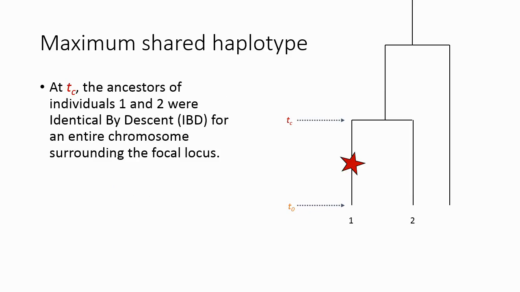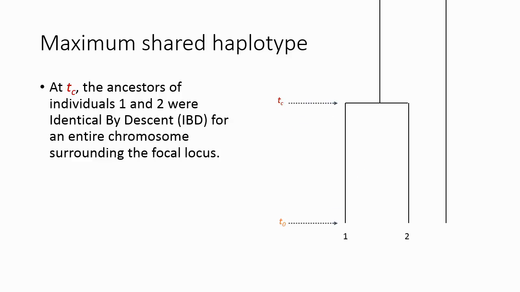And we're going to do it with a statistic I'm calling maximum shared haplotype. And it starts by observing that at time tc, the ancestors of individuals labeled 1 and 2 here are identical by descent for an entire chromosome surrounding the focal locus. Right? I'm going to blow it up a little.